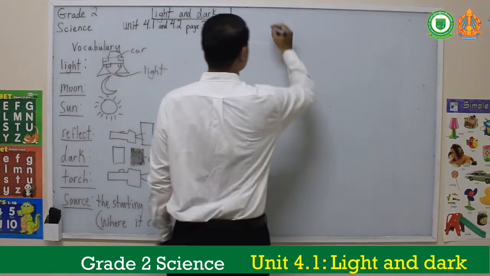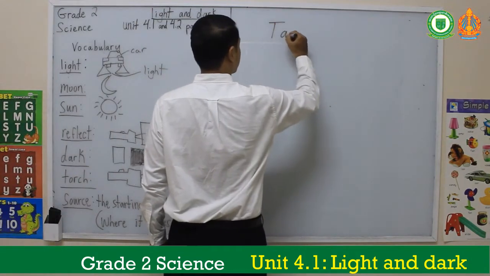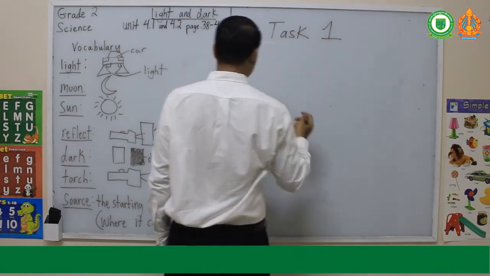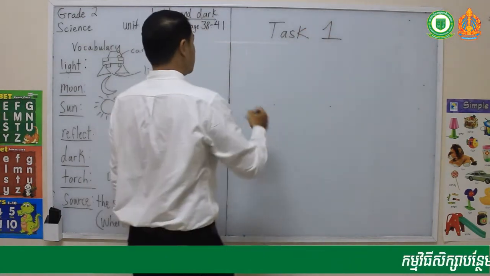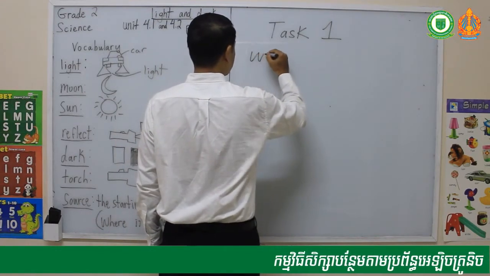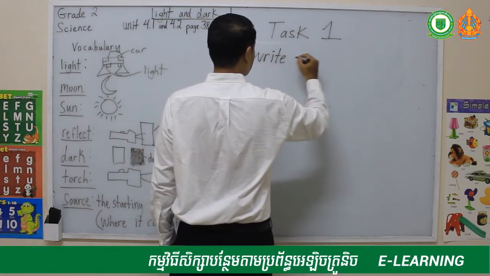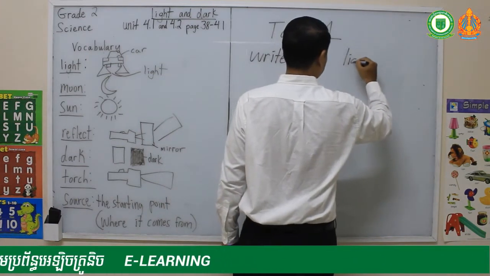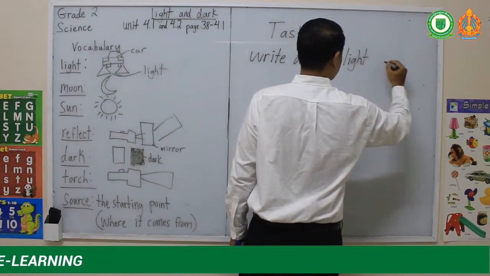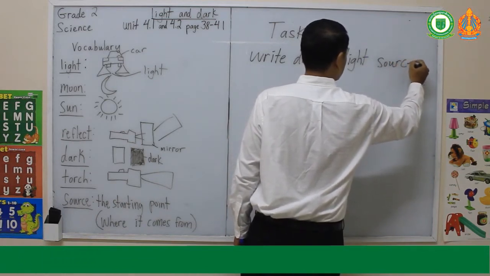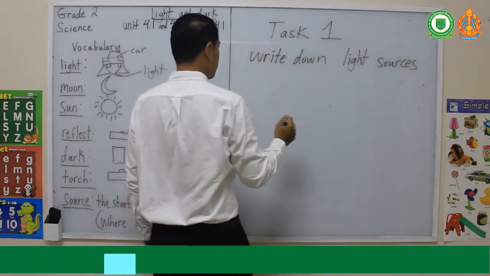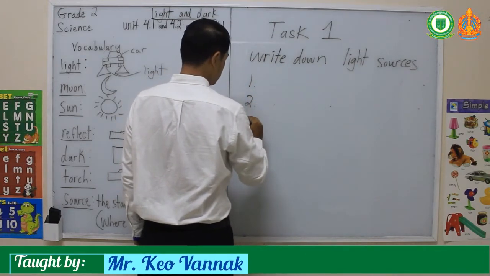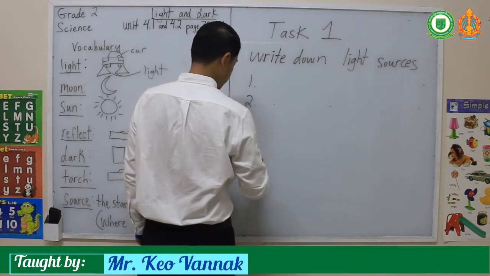We will call this Task 1. For Task 1, you will write down light sources. Just give me 5: 1, 2, 3, 4, 5.